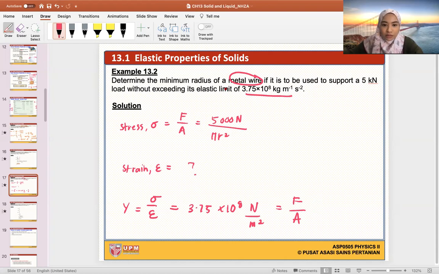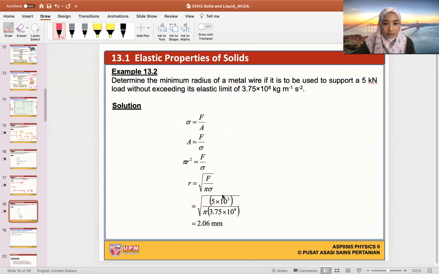So how do you do this? You just plug in, equals to 5,000 over pi r squared is equal to this guy. You solve for r, that is your answer. So kenapa tak payah kira strain kat sini? Sebab the information is not given. So dia kasih elastic limit, dia tanya pasal radius. So radius is related to area. So itu je lah yang kita kena solve for.